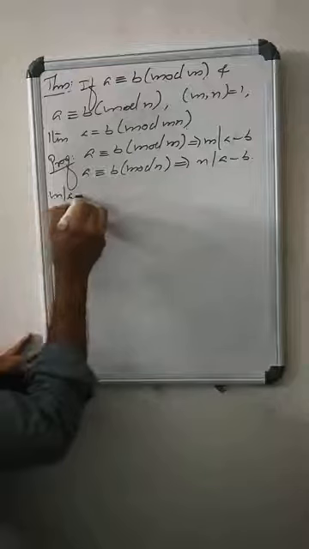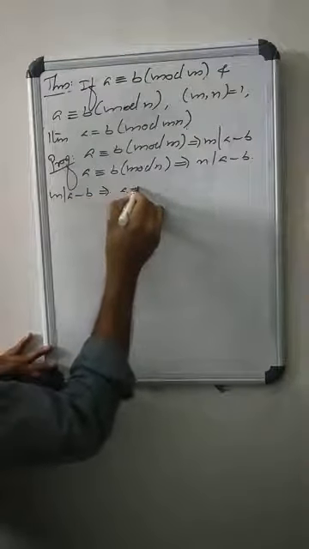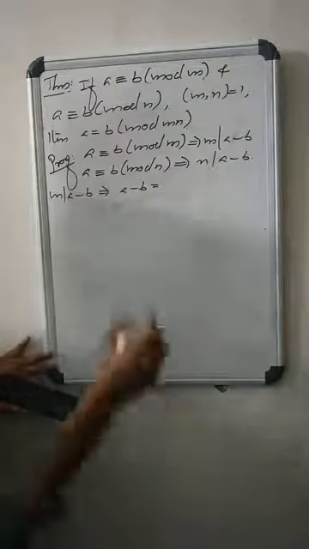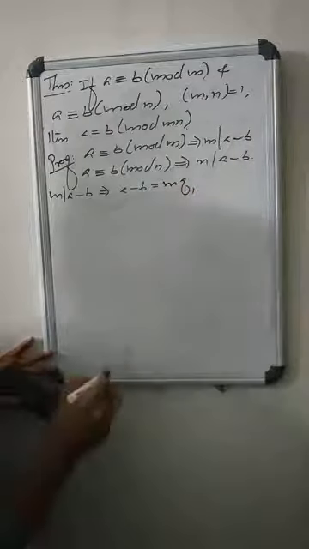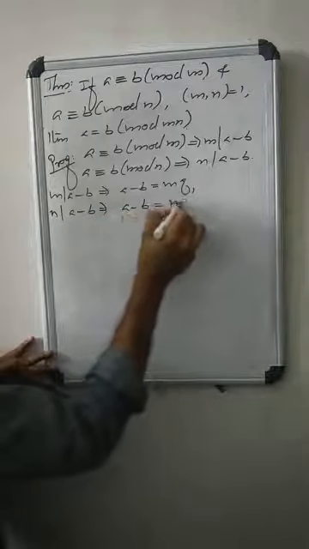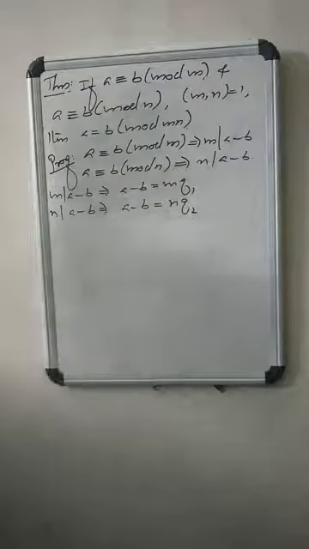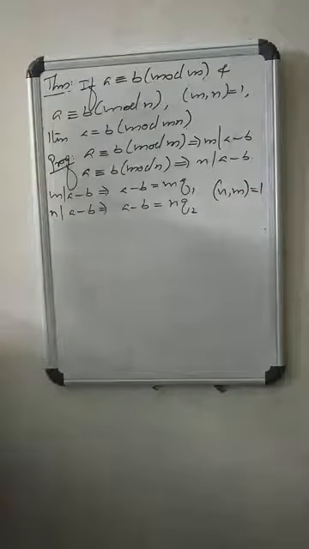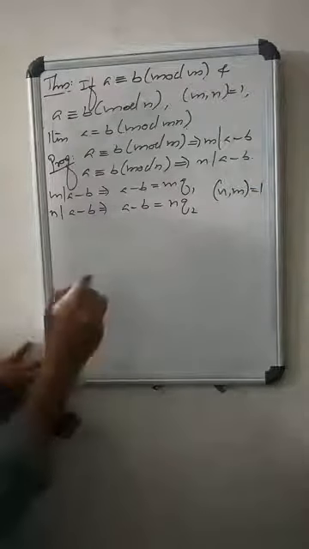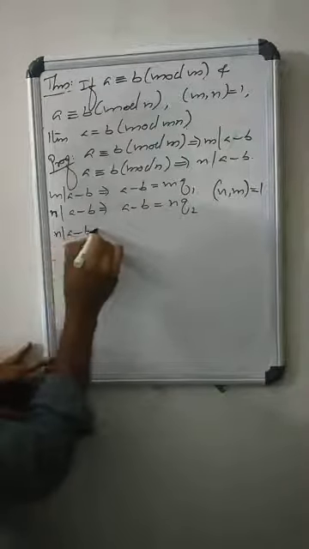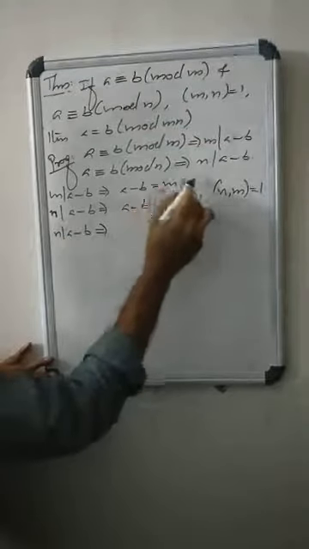M divides a minus b means a minus b equals m times q1. N divides a minus b means a minus b equals n times q2. It is given that n and m are relatively prime. Now n divides a minus b, and a minus b is m q1.